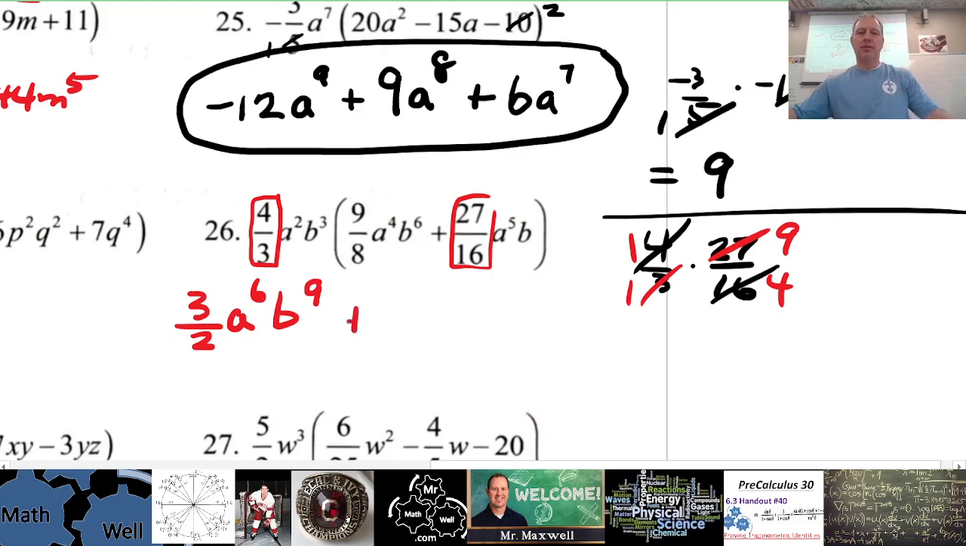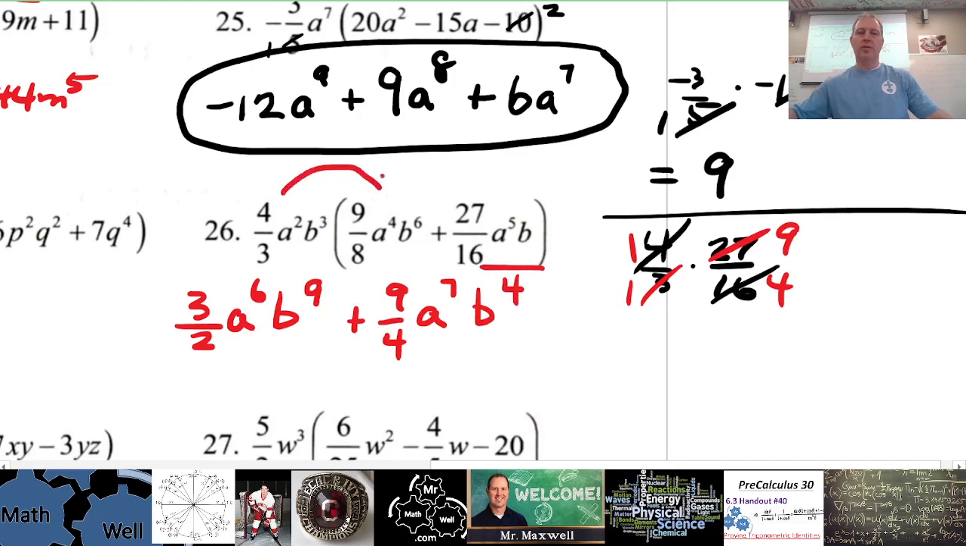So I've got plus 9 over 4. That's what I get when I multiply these two fractions. And the variable parts are going to be a to the power of 7 and b to the power of 4. So I had two multiplications, two distributions, so I should have two terms. There's one term, there's two terms. All right. Any questions about that?